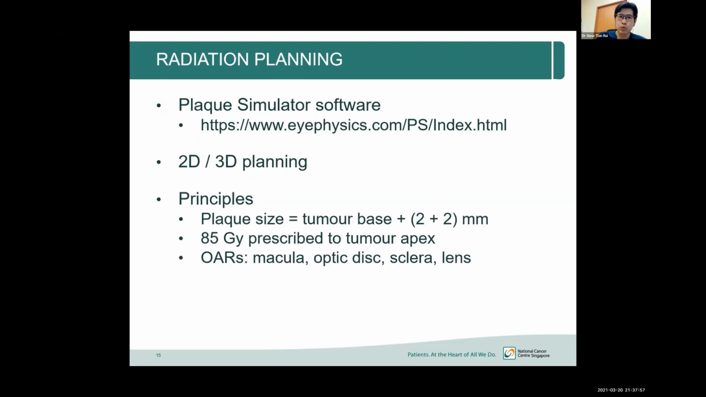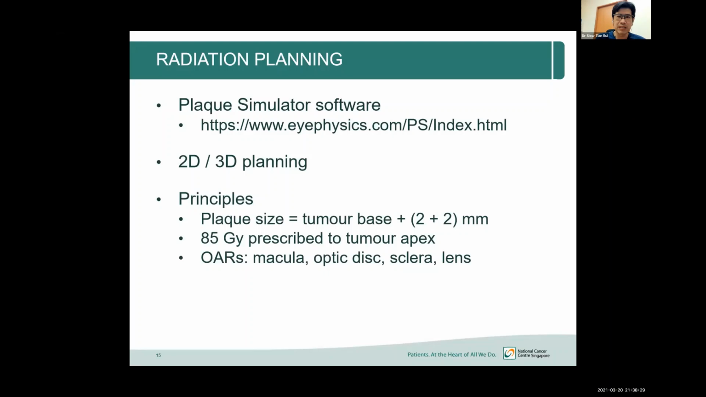Primarily, planning is 2D. For those radiation oncologists out there, you understand primarily planning is 2D, although I think the latest iteration of the software allows for 3D planning as well. But the general brachytherapy principles are fairly straightforward for plaque brachytherapy. There are various sizes available for both the iodine as well as the ruthenium plaques. Generally, you want to treat the tumor base with a 2 millimeter margin around, leading to a tumor base plus 4 millimeter diameter plaque size.